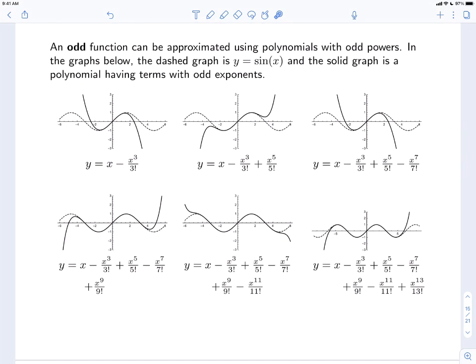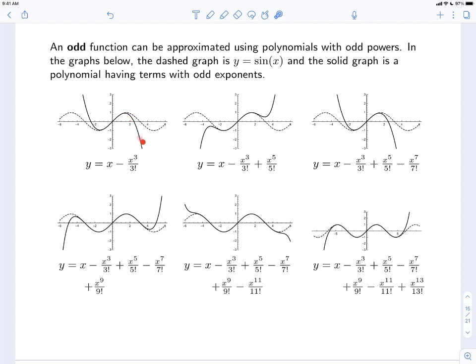Instead, let's do the same thing for odd functions. In this particular case, we're looking at the odd function y equals sine of x, and you can see that's the dashed curve here that appears in all of these. And now I'm approximating it using polynomials that only have odd powers of x. So here we have y equals x minus x cubed over 3 factorial. Again, 3 factorial is 3 times 2 times 1. Here there's a 5 factorial, 5 times 4 times 3 times 2 times 1, and so on.